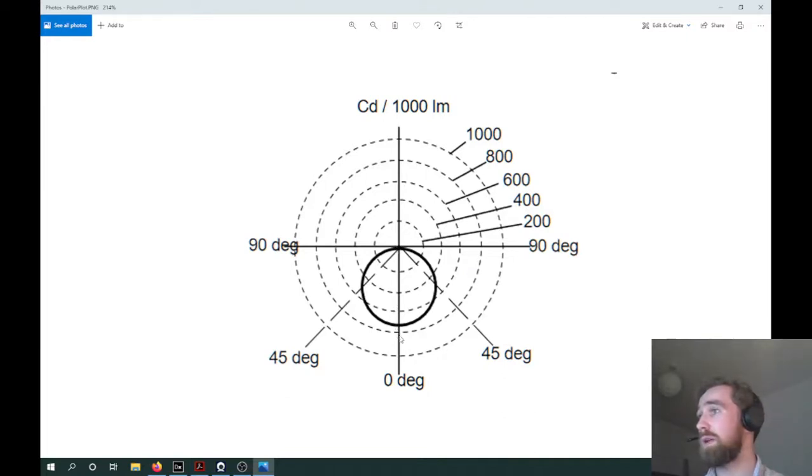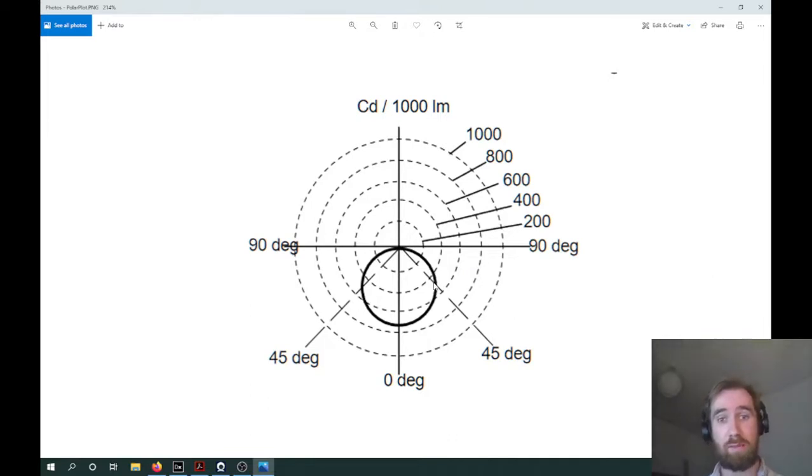So if we come up from 0 degrees and hit here, that's somewhere between, by the looks of it, 800 and 600. So we can say maybe 750 candela per 1,000 lumens of the lamp. Now take, for example, if we are 45 degrees away from the lamp. In this case, we come up and we hit the characteristic curve. And in that case, we're only about between 600 and 400. So I would say that's approximately 500 candela per 1,000 lumens.